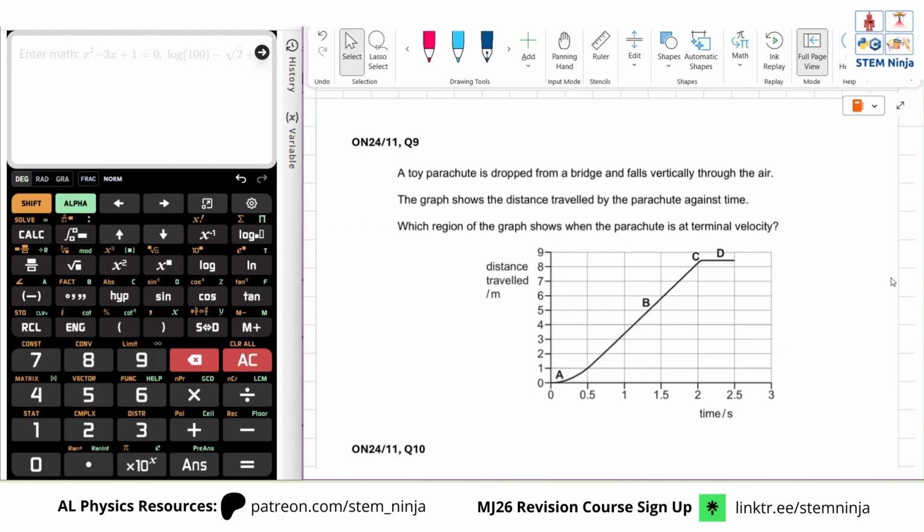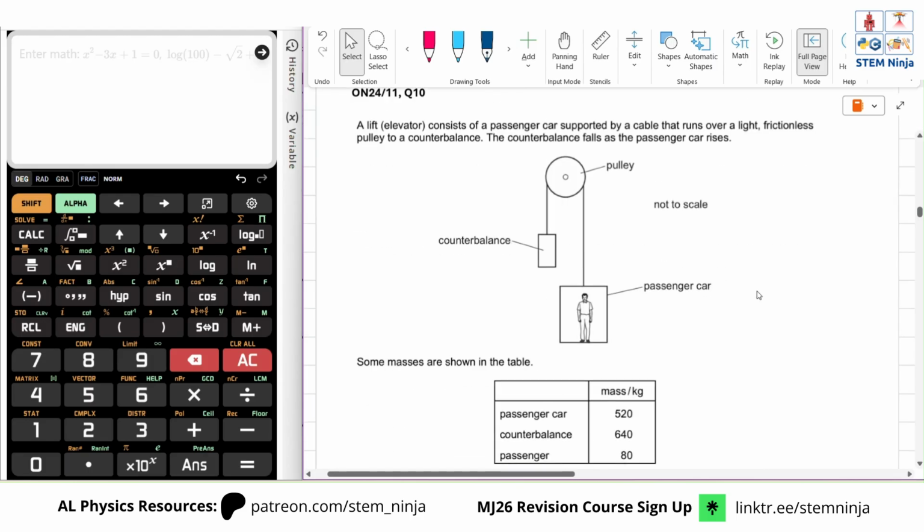Right. Terminal velocity, we'll look at it. This one.